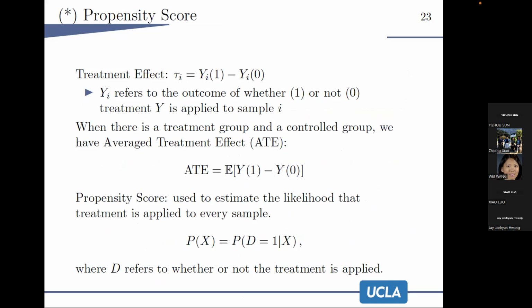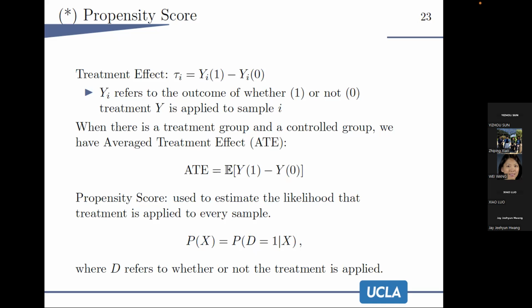The story starts from the treatment effect. The definition is, let's say there's a tau i, which is the difference between yi1 and yi0, where yi refers to the outcome of whether or not a treatment is applied to sample i. When there is a treatment group and a controlled group, we have an average treatment effect that can be estimated this way: the expectation of the difference of yi1 and yi0 over a lot of samples.